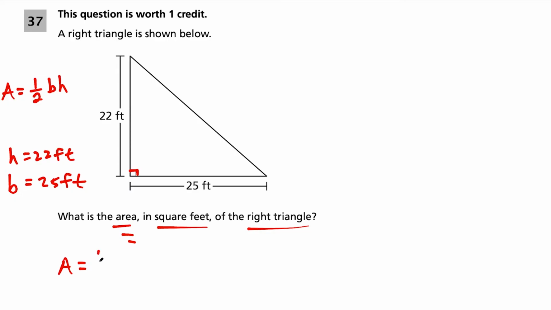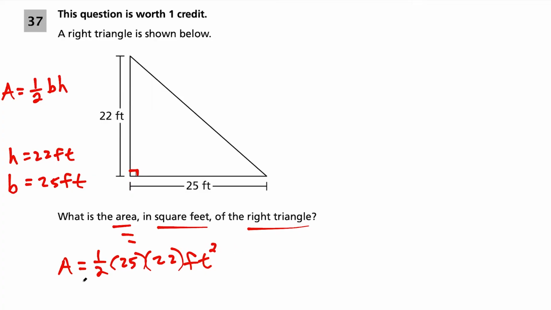We have area equals 1/2. The units we'll leave out and write at the end. So we have 1/2. The base is 25 feet, and the height is 22 feet. And our units are going to be square feet. So we could write feet and put a little 2 up here, an exponent 2 to represent square feet. And now we could work this out.